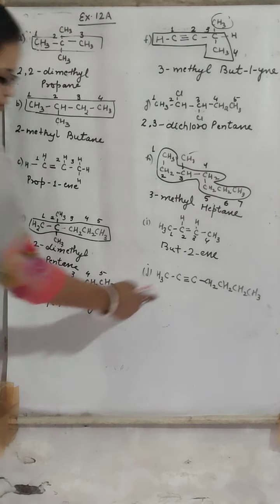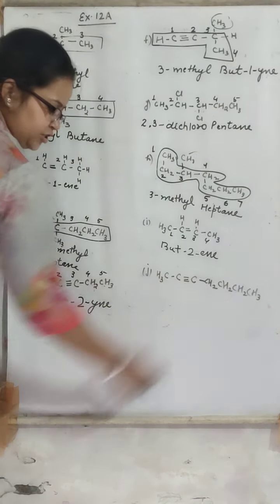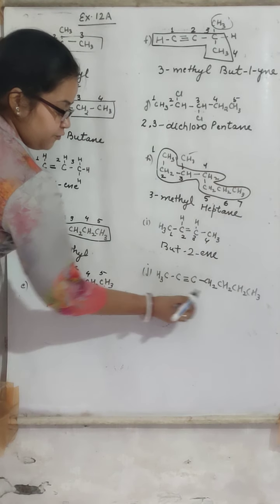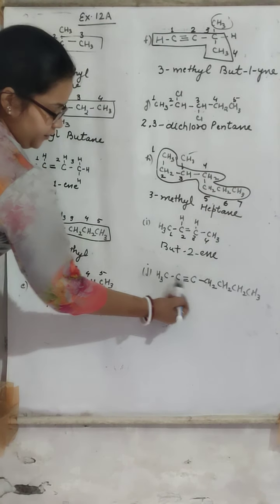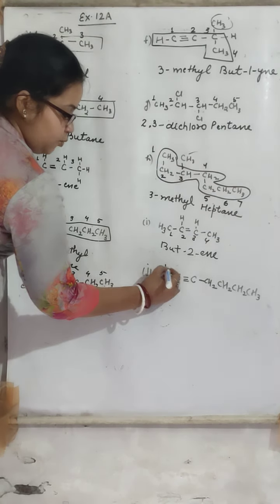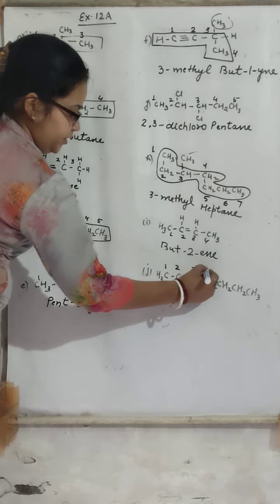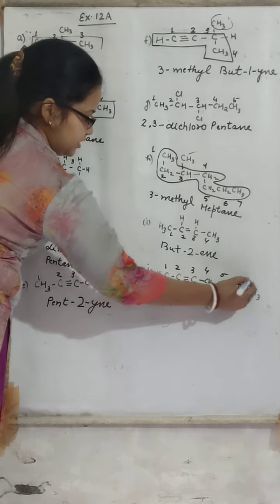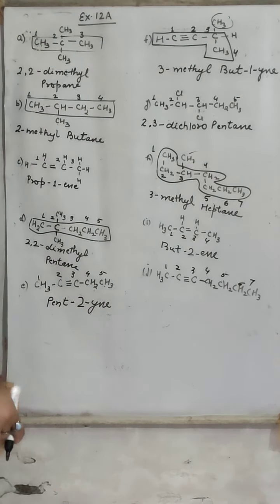Next one, triple bond is present. Straight chain will be there. If we start numbering from here, 1, 2, 3, 4, 5, triple bond is getting position 5. But if we start numbering from here, 1, 2, 3, 4, 5, 6 and 7, triple bond is getting position 2. So we will start numbering from this side.